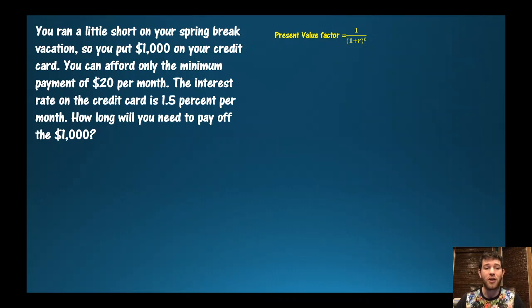How long will you need to pay off the $1,000? So we have $1,000 that we owe, and we can only pay back $20 of it. And each month, whatever we owe is increasing by 1.5%. How do we figure this out? Well, let's remember that the present value factor is 1 over (1 plus r) to the t, and move forward from there.